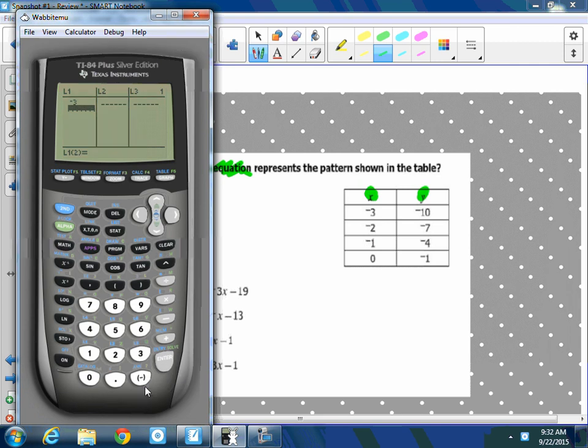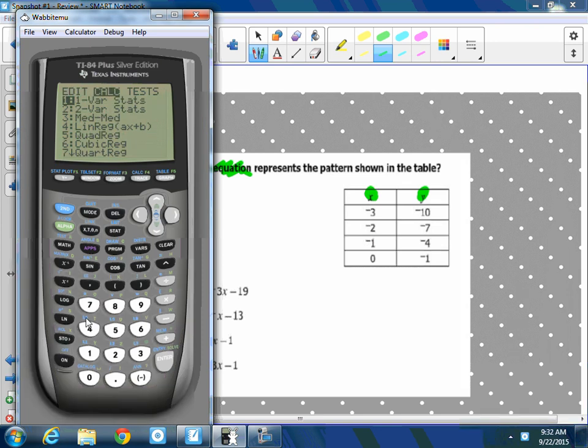-3, -2, -1, and 0. Then I'm going to put the corresponding y's: -10, -7, -4, and -1. Take a few seconds just to make sure that your data is correct. -3, -2, -1, and 0. Very good. -10, -7, -4, and -1.